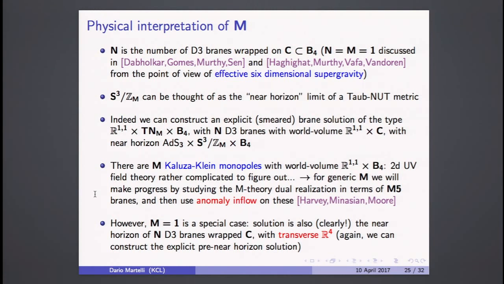Right. So in this case, this would be a bit complicated. Maybe there is a way to do that, but so far we haven't really thought about Kaluza-Klein monopoles much. But one can go to the M-theory picture by doing some steps which I will not describe today because of the lack of time, and then use the microscopic description in terms of anomaly inflow and M5 branes to compute microscopically the central charges in this case. However, the case m equal 1 is special because you don't need any monopole in this case. You can just put your branes transverse to R4, and in the near horizon limit, they would give exactly the same geometry, right? So you can think of two UV completions of this solution for the case m equal 1. One has one Kaluza-Klein monopole, and the other one has nothing, just a transverse flat space.